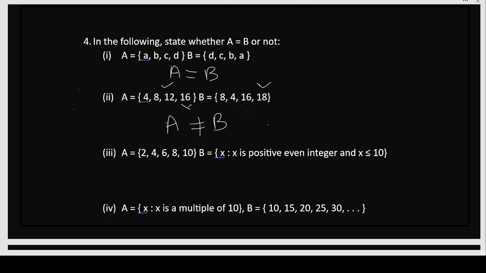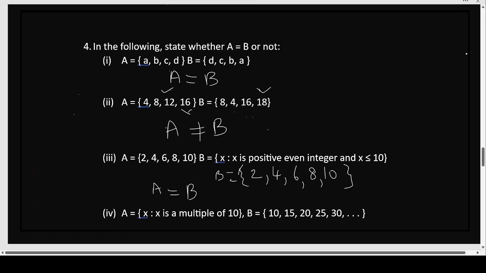Next one, A is 2, 4, 6, 8, 10, 12. B equals x such that x is a positive even integer and x is less than or equal to 10. You can write this B in roster form: all the even positive integers 2, 4, 6, 8 and 10. 10 is included. These are the sets. Clearly all the elements present in A are also present in B. So A equals B.